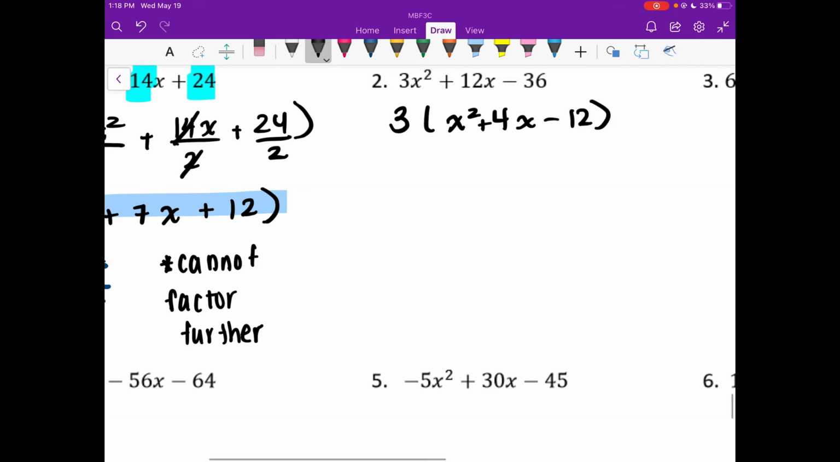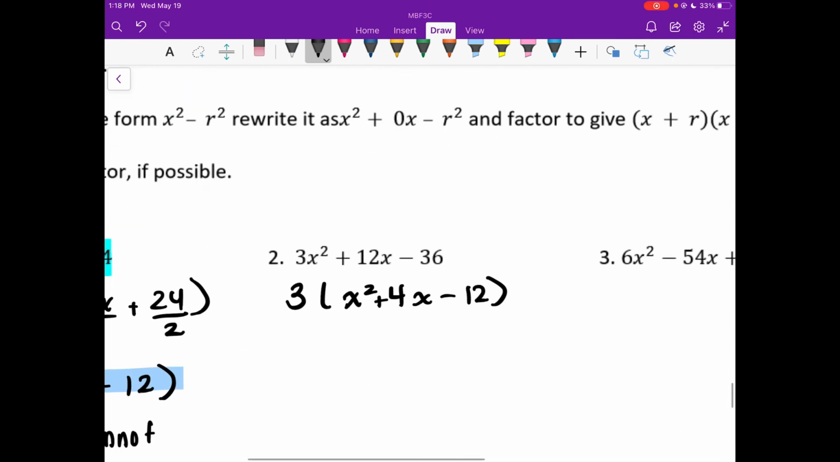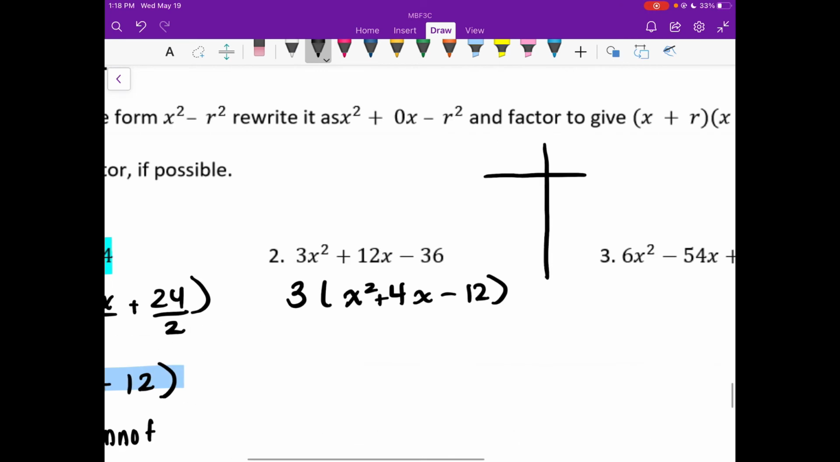So now I'm going to try and find two numbers that multiply to give me negative 12 and add to give me positive 4. If it's going to be negative 12, I know that one's going to be a negative number and one's going to be a positive number. So let's think about it.